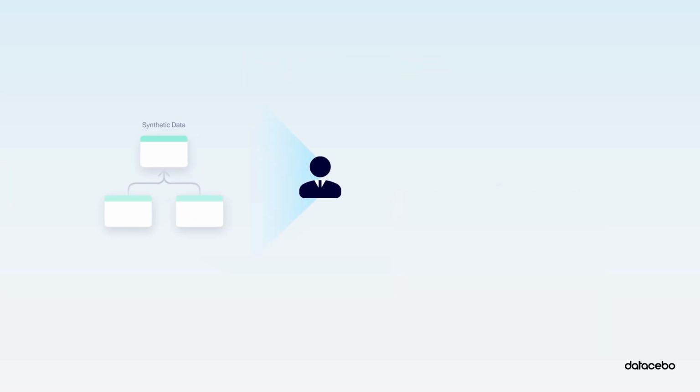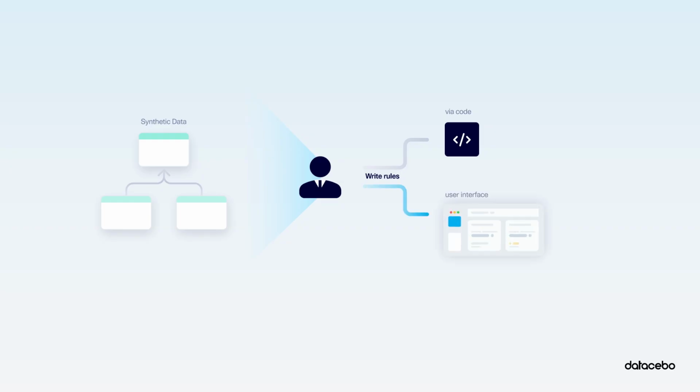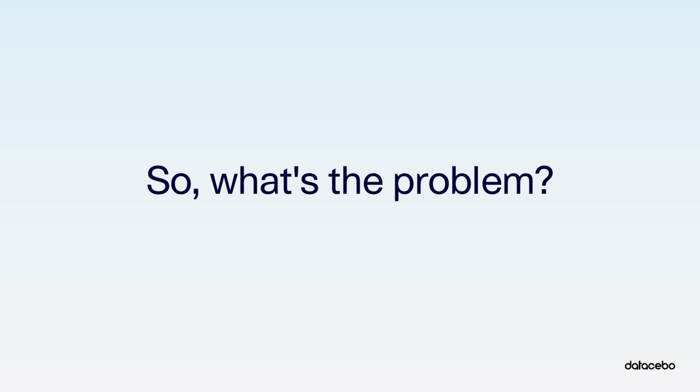Historically, generating synthetic data using rules involved writing rules manually, either directly in a software language or through a user interface-based tool. In that sense, an LLM is essentially a new programming language, one that's much easier and much more natural to use. So, what is the problem?